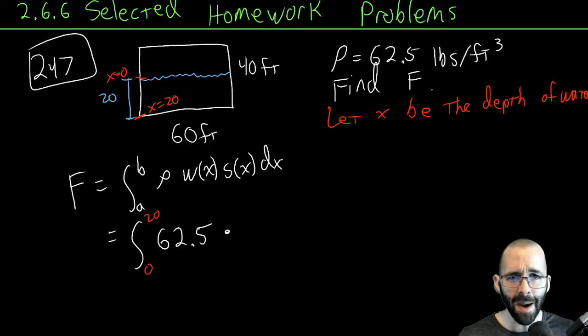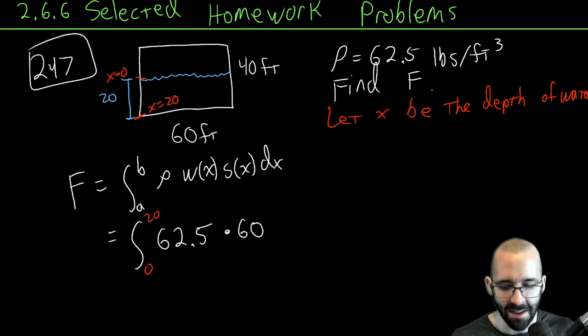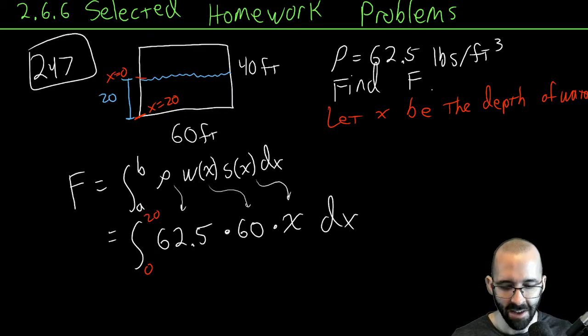Well, this is easy. It's a rectangle. It doesn't matter how deep we are. The width is always the same. The width is always 60. Times the depth. Well, I said x is the depth. So we don't have to do anything fancy here. x is just that depth. Right? We're done. Just calculate this integral.